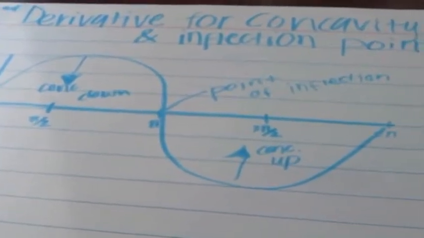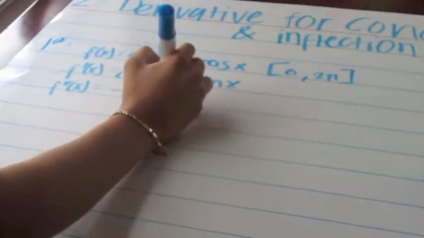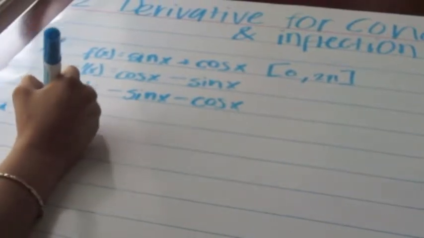Now let's go ahead and try a trig problem. Given f of x is equal to sine x plus cosine x, find the points of inflection and discuss the concavity of the graph. First, as we did before, let's write down our function, f of x is equal to sine x plus cosine x on the interval of 0 to 2 pi. Now we take the first derivative. That's f prime of x is equal to cosine x minus sine x.